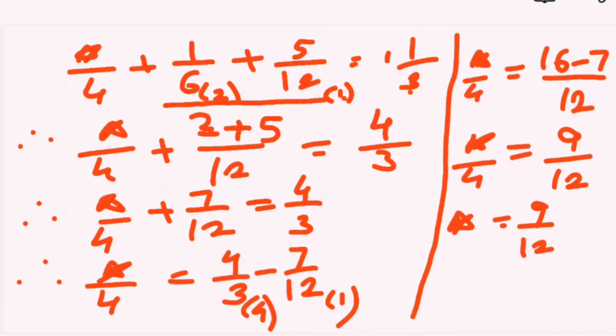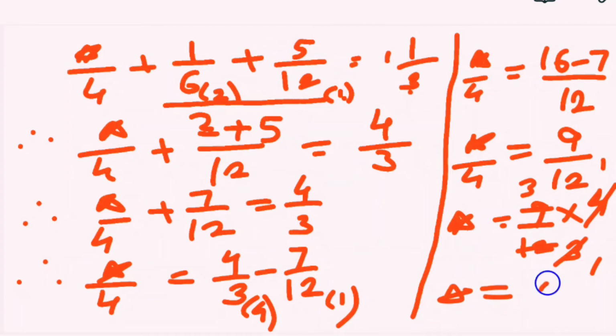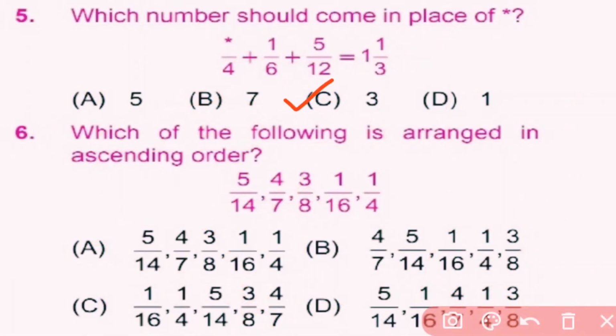Here 4 is in denominator, so it will come in numerator here. 4 ones are 4, 4 3s are 12, 3 ones are 3, 3 3s are 9. So star is equal to 3. So here 3 is the correct answer.